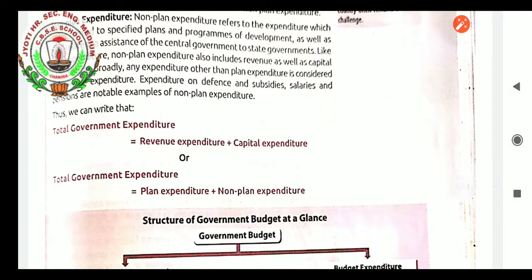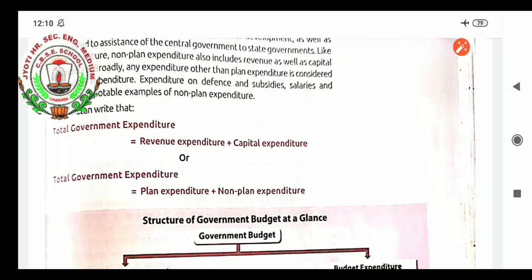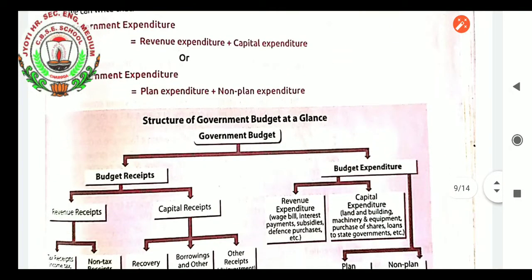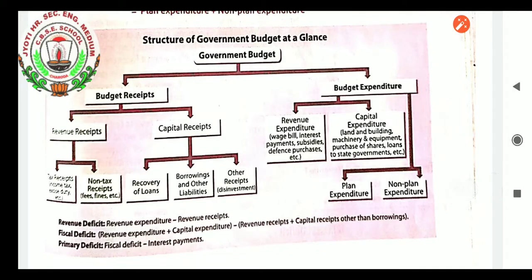Thus, total government expenditure equals revenue expenditure plus capital expenditure, or total government expenditure equals plan expenditure plus non-plan expenditure. This is known as the government expenditure structure. Make a screenshot, it will be good for you to understand. For today's class, this much only I will be explaining. Make the structure, make the meaning of each topic. If you write this meaning, it is very important for this chapter. If the meaning is clear, you can explain it very nicely. There are 3 formulas as well as the structure given. Please make a screenshot and make notes of this.